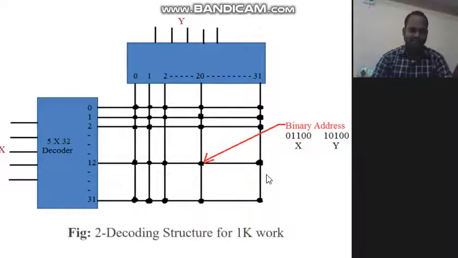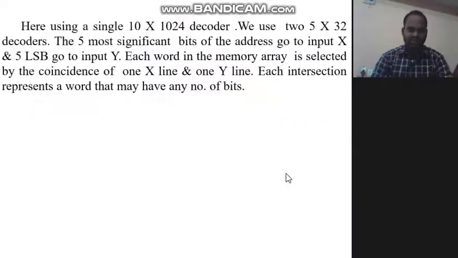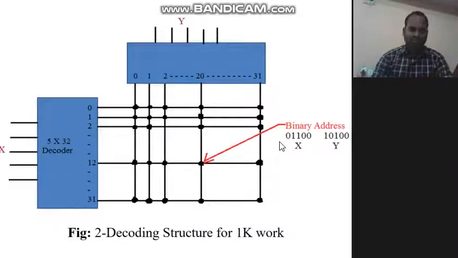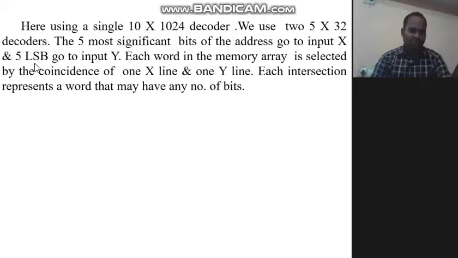That is the decoding structure for a 1 kilobyte word memory. Using a single 10 into 1024 decoder we could also locate it, but here we use two 5 into 32 decoders. The 5 most significant bits of the address relate to x, and the 5 least significant bits relate to y. So the most significant 5 bits are for the x direction, and the least significant 5 bits are for the y direction. The 5 LSB go to y.